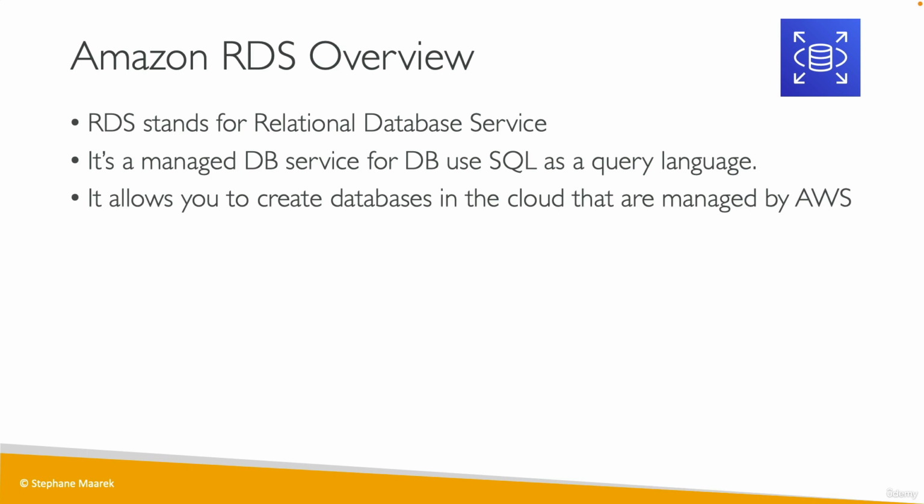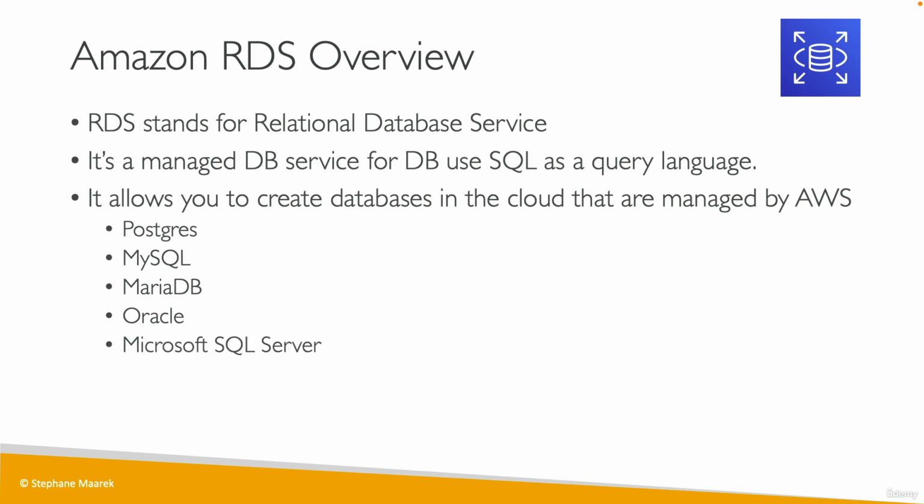It allows you to create databases with the RDS service in the cloud, and these databases will be managed by AWS, and you get a lot of benefits from it. So what types of database engine are managed by AWS? Well, the first one is PostgreSQL. Then we have MySQL, MariaDB, Oracle, Microsoft SQL Server, and finally Aurora. We have a dedicated section on Aurora, so right now you can just forget about it. But the first five, Postgres, MySQL, MariaDB, Oracle, and Microsoft SQL Server, you have to remember them.